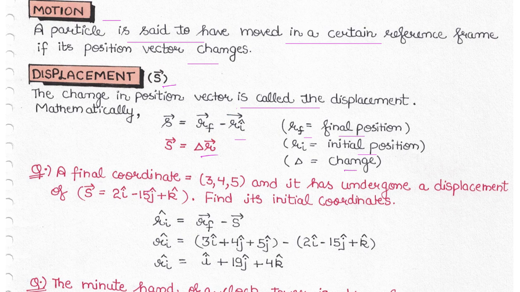Now, if a particle's final coordinate is 3, 4, 5 and it has undergone a displacement of S is equal to 2i cap minus 15j cap plus k cap, then find its initial coordinate. Here Ri is equal to Rf minus S, or Ri is equal to 3i cap plus 4j cap plus 5k cap minus 2i cap minus 15j cap plus k cap. So we can write Ri is equal to i cap plus 19j cap plus 4k cap.